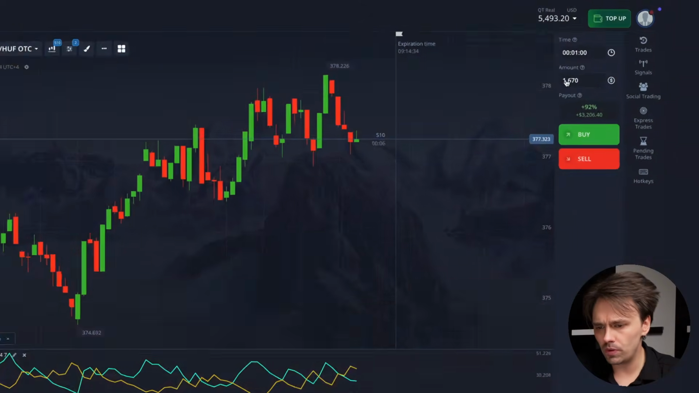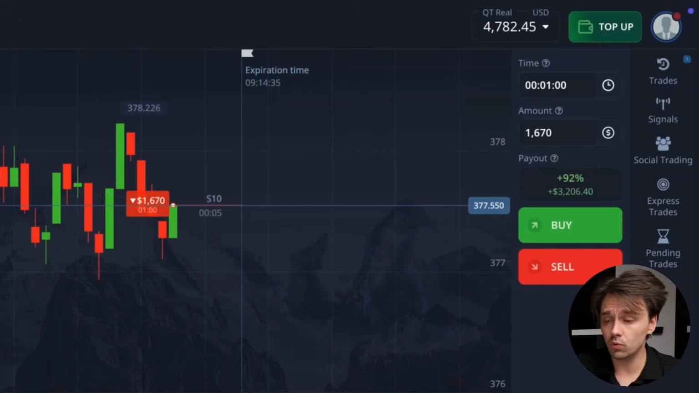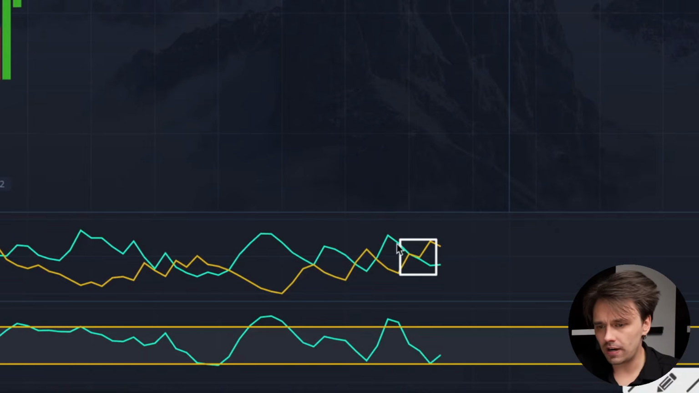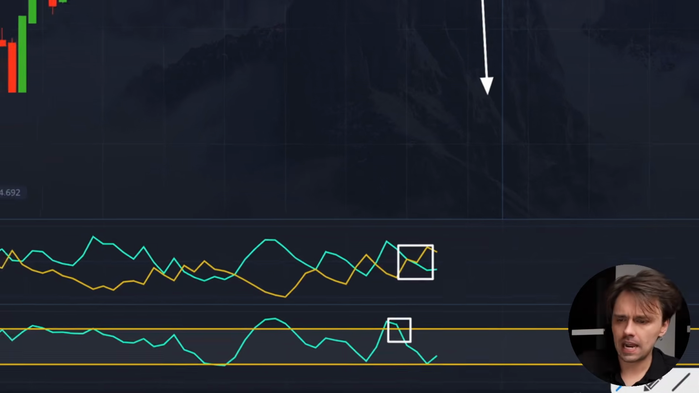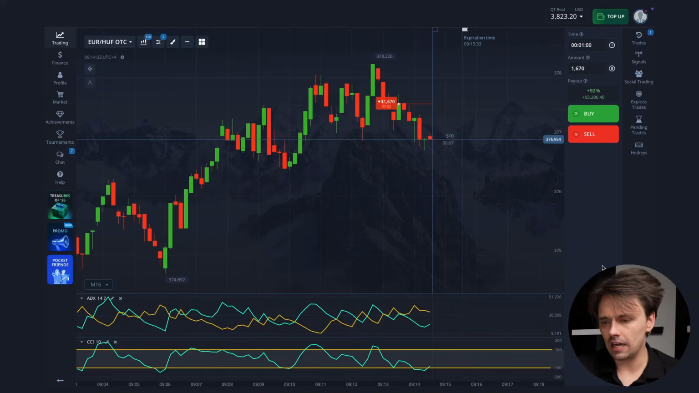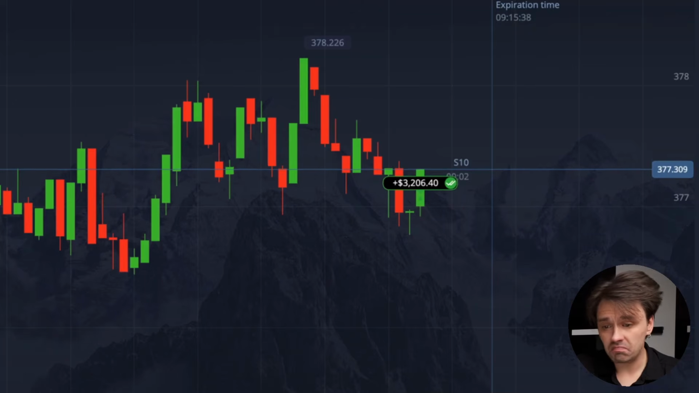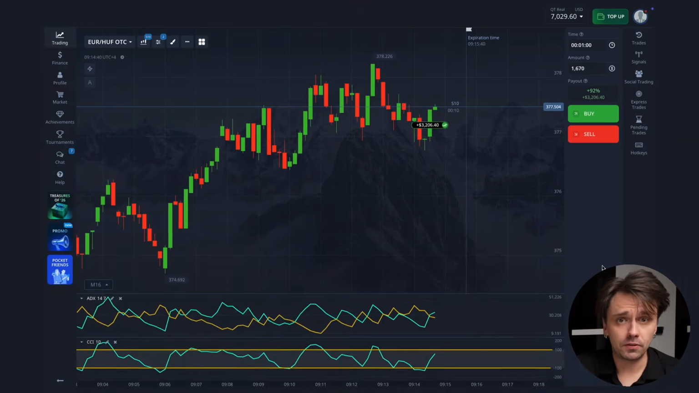So to finish, I'll open one more trade to the downside for $1,670. From ADX, you can see strength is shifting to the side of decline. CCI was high in overbought and reversed downward. There is no longer enough buyer strength. The trade is justified, and the market has started to decline. So we're waiting for the trade to close, and it brings me $3,206, and I'm very, very pleased with today's session.